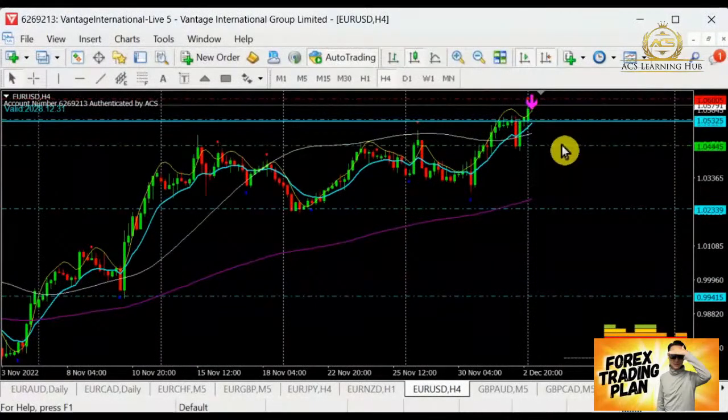Okay, so there will be a very good space for us. Let's see if this is able to break into the selling zone. All right, Euro Dollar, we can take note. Later on with the live trading, then we'll come back again.